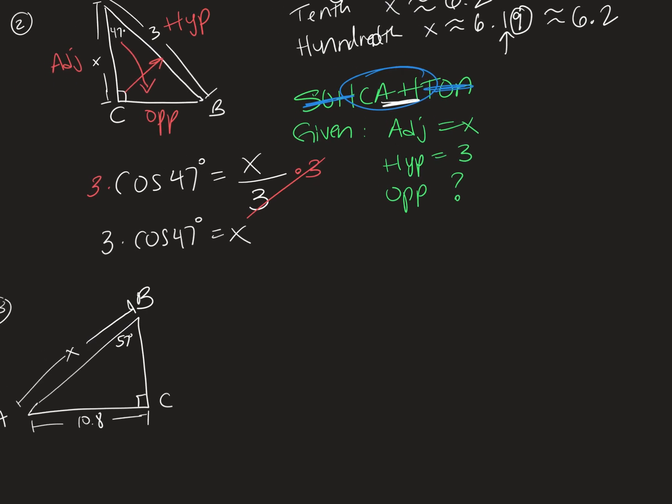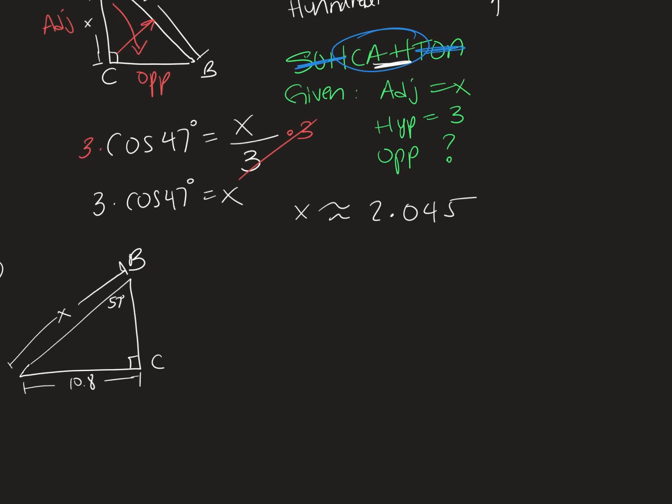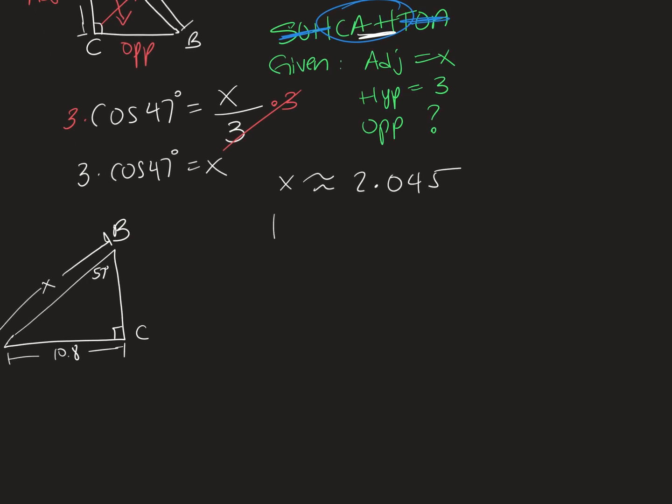3 times the cosine of 47 degrees. We get x is 2.045. We're going to round that to the tenth. X is 2.0 because the 4 leaves the 0 the same.